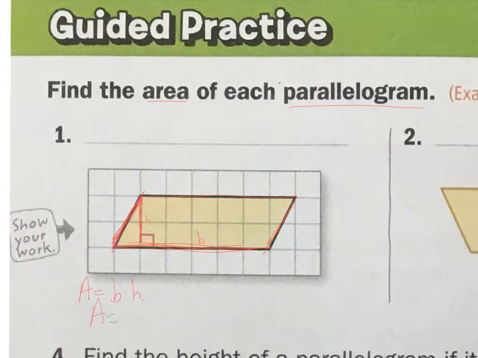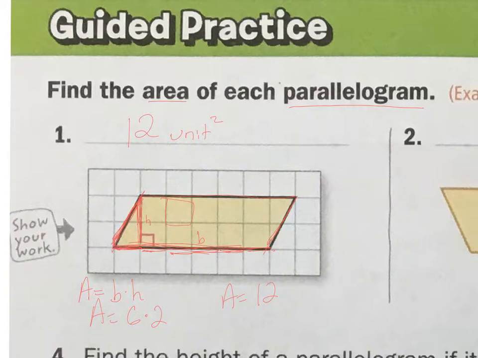So area equals base times height. My base is 6, and this is 1 unit: 1, 2, 3, 4, 5, 6. 6 times my height, 2. Area equals 12. Each one of these is a unit, and when you do area, it's squared. So 12 units squared. That's your area.